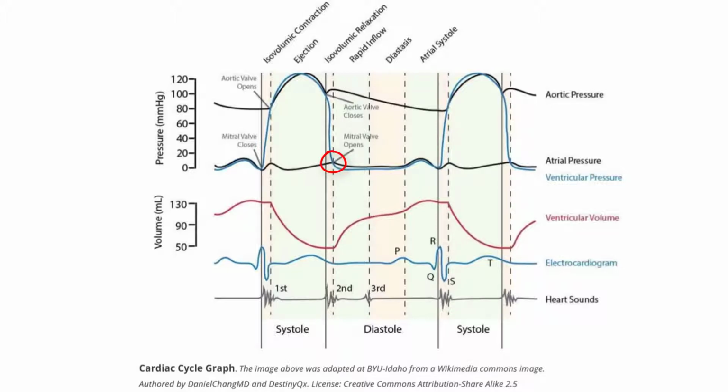This point right here is point number 4. Right at the end of isovolumic relaxation, it's where the mitral valve is going to reopen as the blue ventricular line drops below the black atrial line. And then we see this rise in ventricular volume as blood rushes into the ventricles, and we have our rapid inflow.